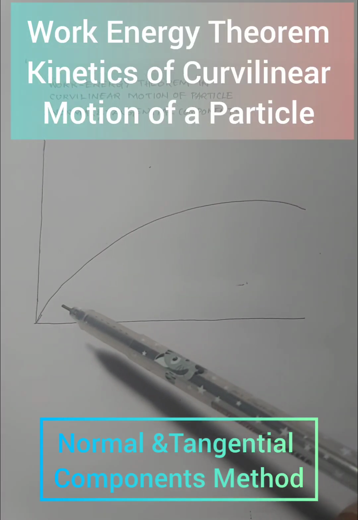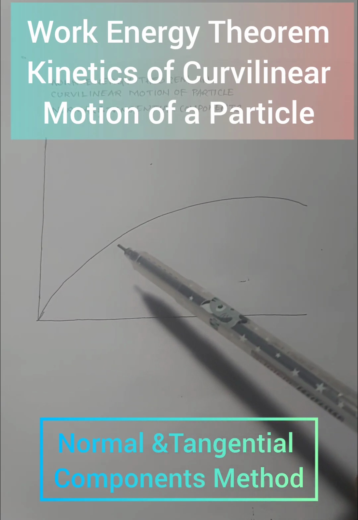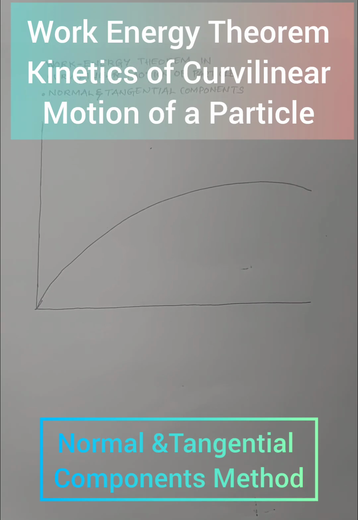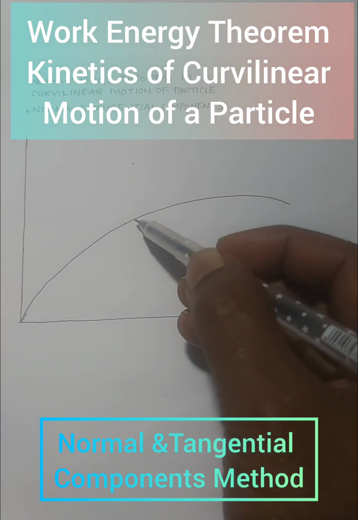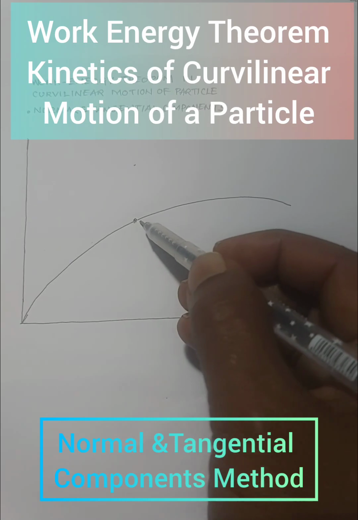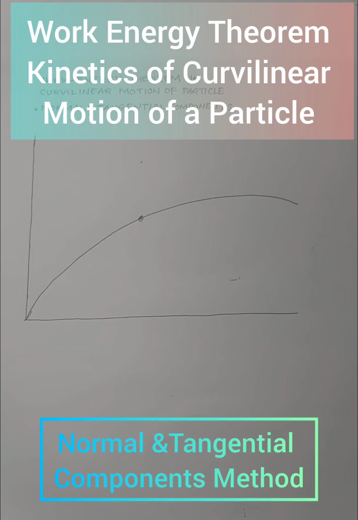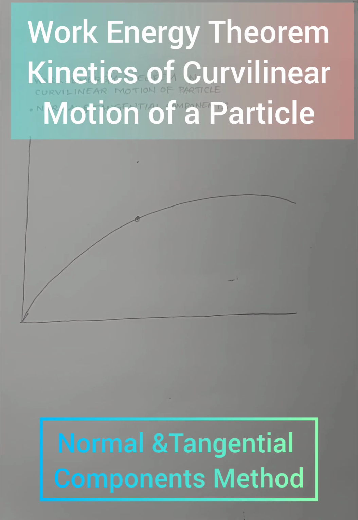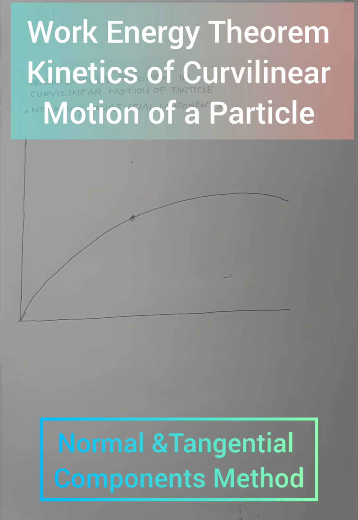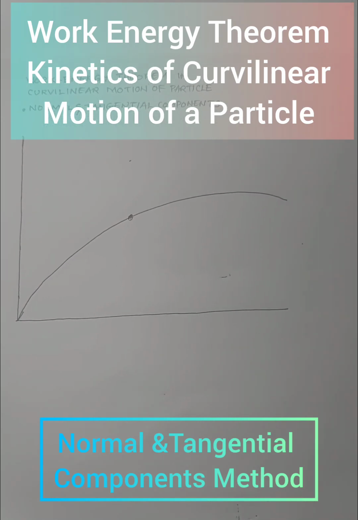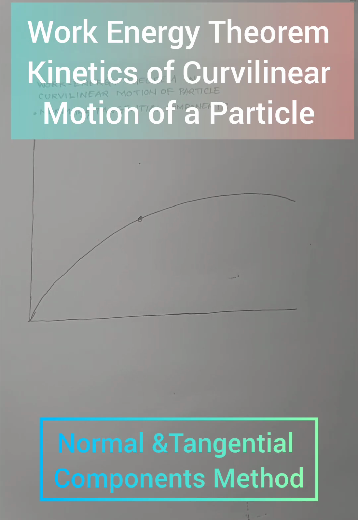Consider a particle moving in curvilinear motion from here in this direction. On this travel, we have to consider a point on the trajectory, P. At this point, we have to consider normal acceleration and tangential acceleration. Opposite to the normal acceleration and tangential acceleration, we can consider inertia force along the normal direction and tangential direction.